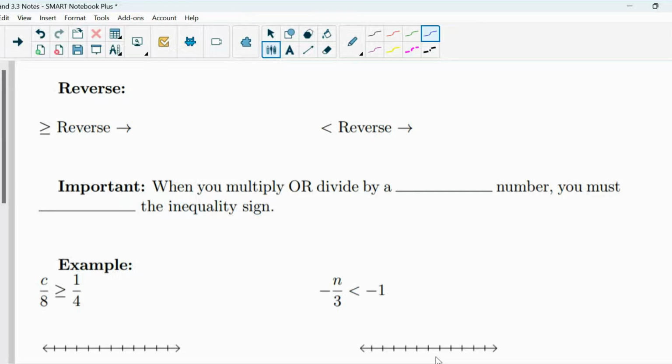This up into two separate lessons. So for the second half of our 3.2 and 3.3 lesson, we are going to talk about multiplication and division.